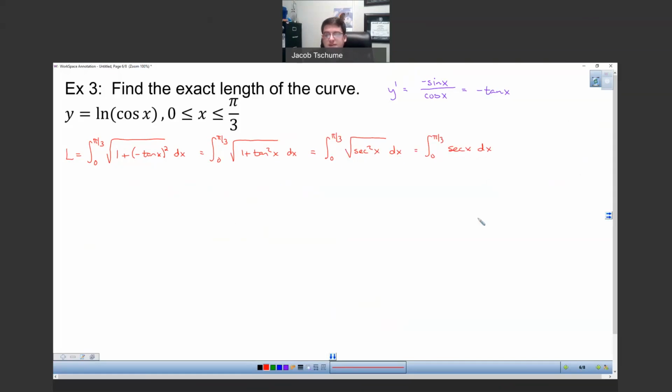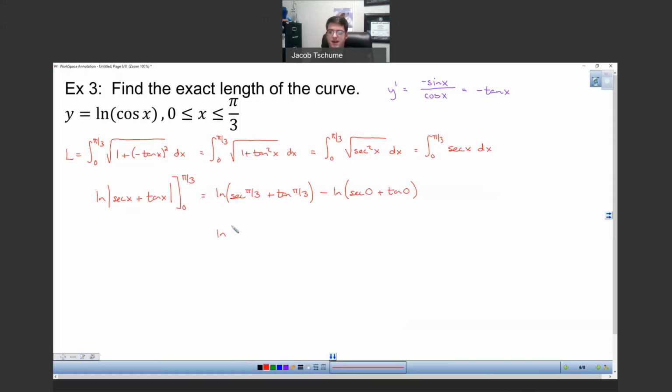Now, secant is not one of the 6 basic integrals we covered early on in this class, but it is one of the rules that was on that chart I showed y'all back in 7.1. This is where you have to know your rules. The integral of secant is actually the natural log of secant x plus tangent x, and I'm going to evaluate that from 0 to pi over 3. So plugging pi over 3 in, you will get the natural log of secant pi over 3 plus tangent pi over 3. And then I will subtract from that the natural log of secant of 0 plus tangent of 0.